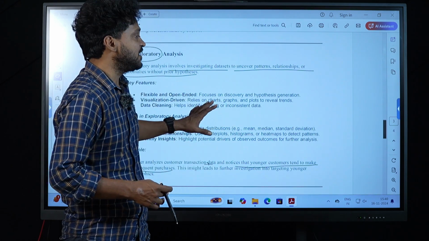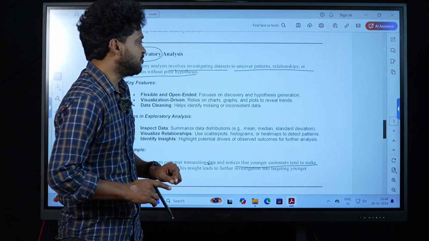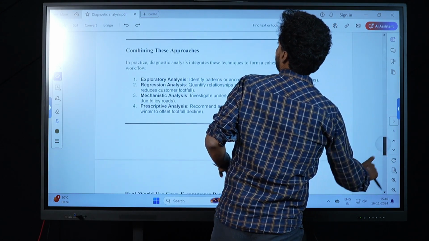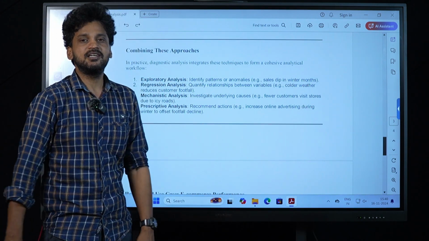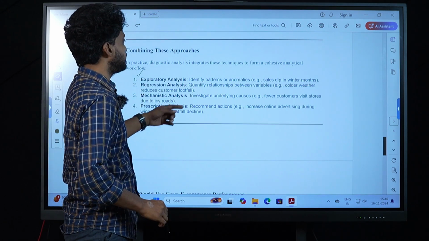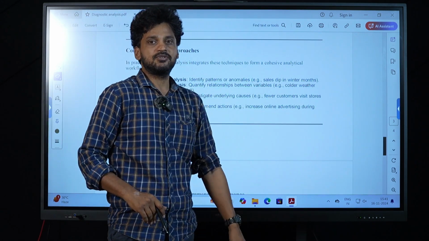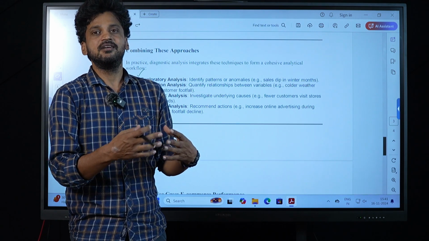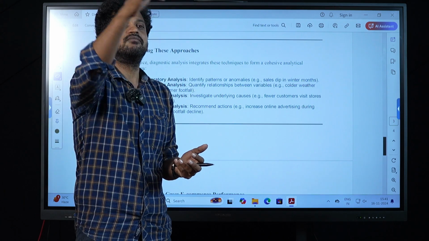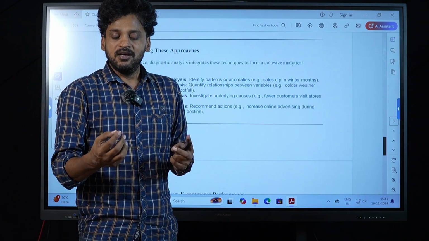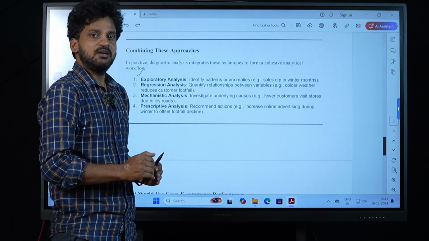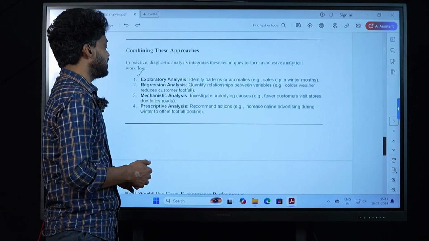So this exploratory analysis will work very well for recommendation systems such as YouTube or Flipkart. Combining all these approaches is called diagnostic analysis. What is exploratory analysis? Exploratory analysis is going to identify patterns and anomalies, such as identifying a potential customer for a product. Rather than recommending a product to every customer in the Flipkart app, the products will be recommended only to the potential customers by doing this exploratory analysis.